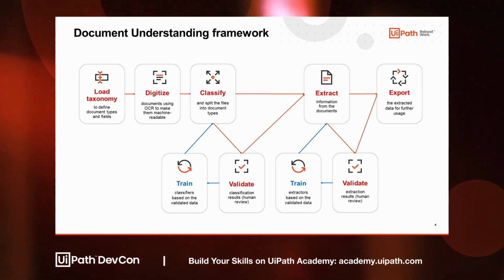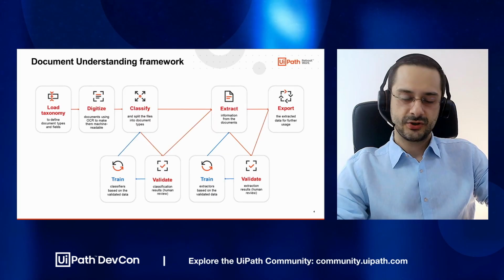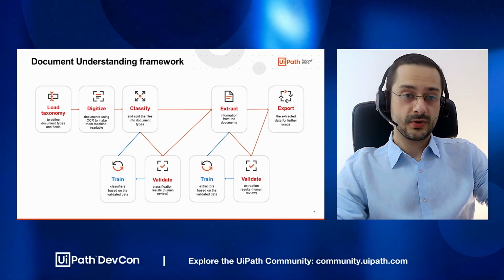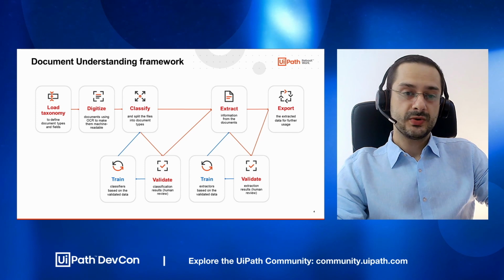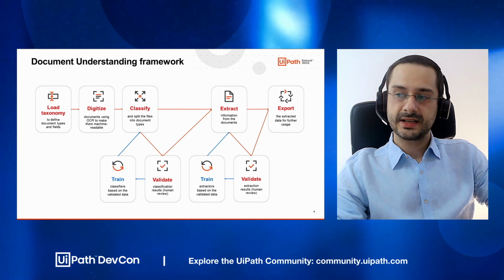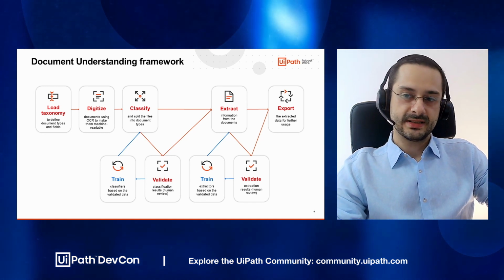The next step is the extraction step, where we obviously extract the necessary information from our documents. Just like in the case of classification, we can also have data validation in the case of extraction. And when using machine learning models for extraction, we can also retrain these with user-validated data in order to improve their results. Last but not least, we of course export the data to make it usable for other processes down the road.